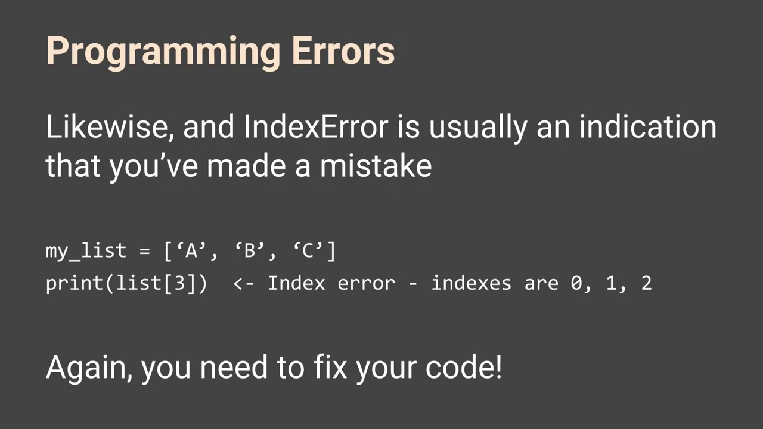Likewise, an index error. Most of the time, this is really just a matter of fixing your code. So if you see an index error printed out to the console and your code crashes, what we're about to see in terms of catching exceptions is probably not what you're really looking to do. What you're really looking to do is correct the fact that you're trying to access, I should have written my list here, sorry, you're trying to access my list index 3 and there's only 0, 1, and 2. Right? So again, in this case, you need to fix your code.